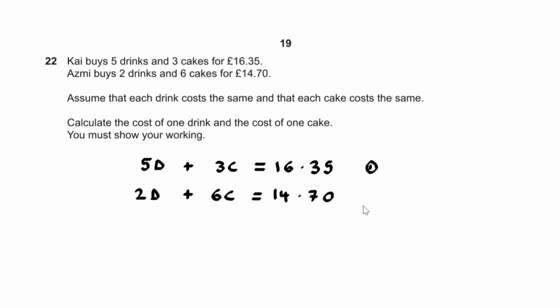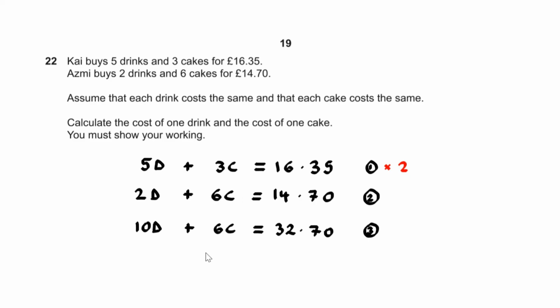Now, we've got 2 unknowns with 2 equations, so we need to solve these equations simultaneously. If I call this first equation 1 and this second equation 2, we can get the c's the same by multiplying the first equation by 2. 5d times by 2 is 10d. 3c times by 2 is 6c. 1635 times by 2 is equal to 3270. We'll call this equation 3.